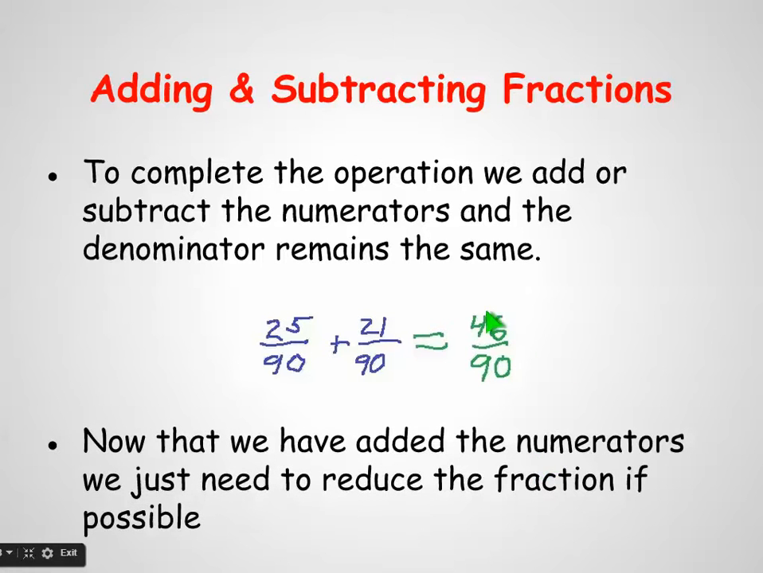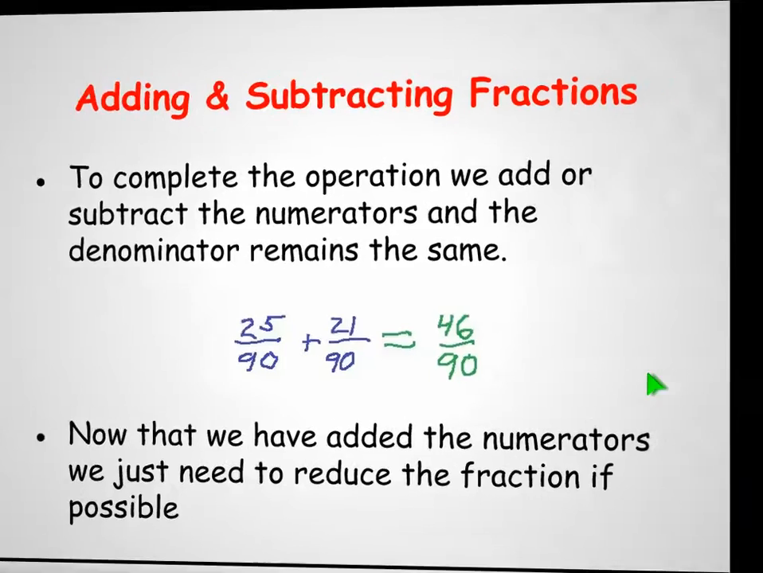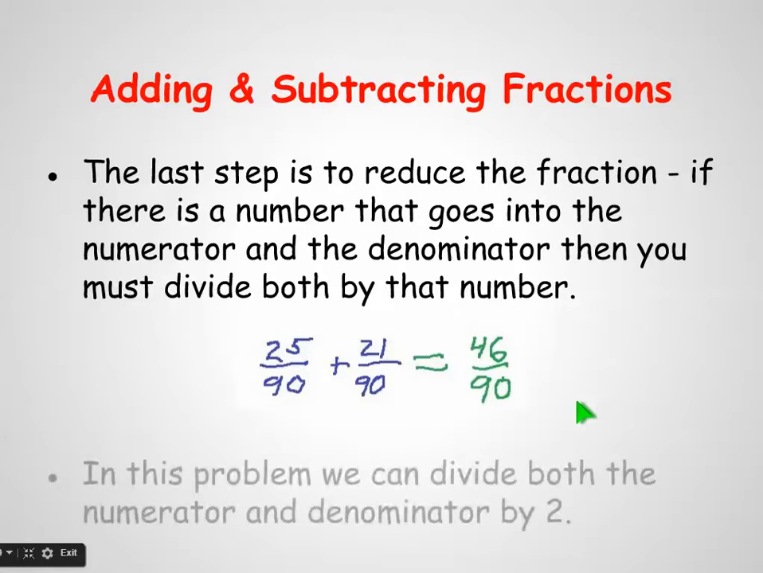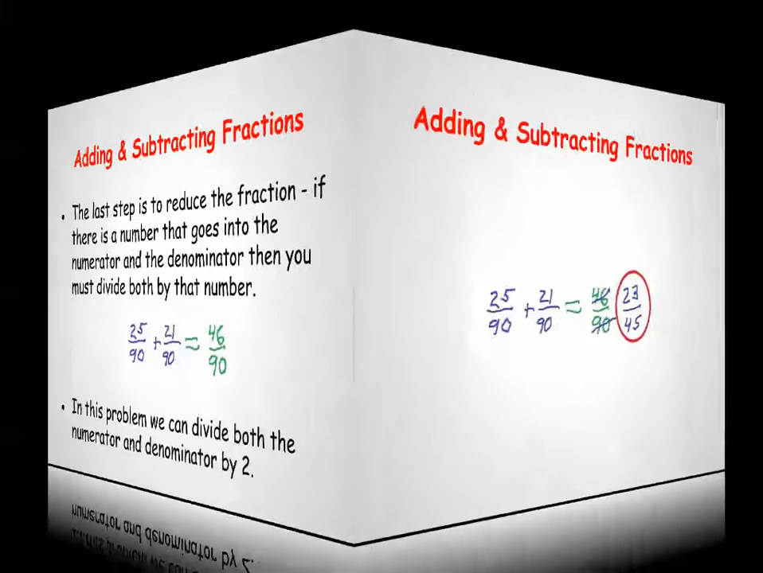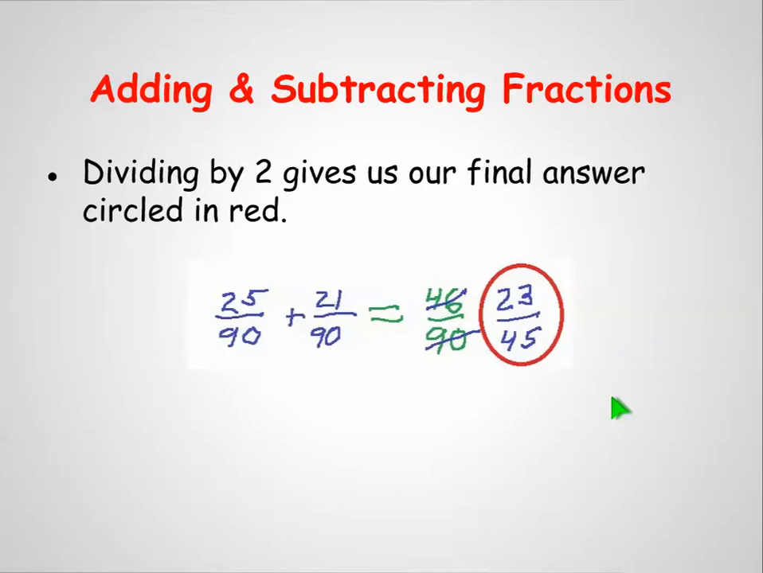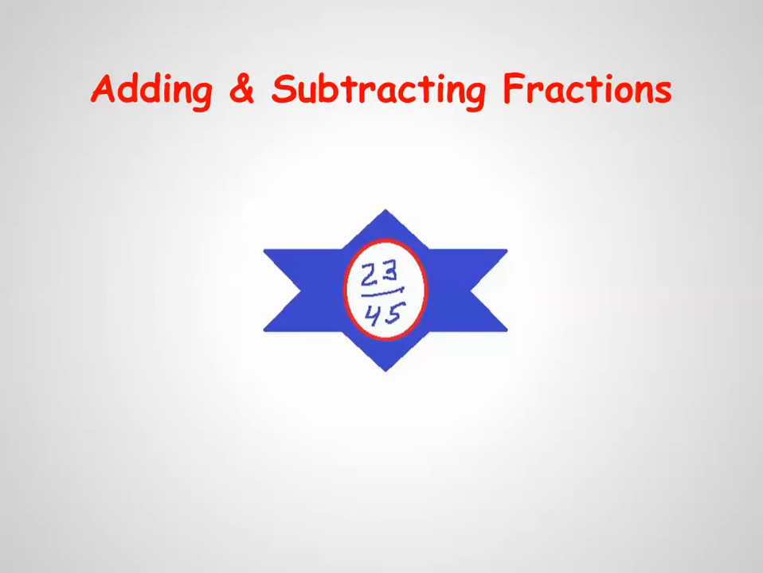Now, if I can reduce this fraction, I do so. Is there a number that goes into both of these evenly? Can I divide 46 and 90 by some number? Yes, I can. I can divide them by 2. And so I do that. 46 divided by 2 is 23. 90 divided by 2 is 45. I've got my answer: 23/45, and we are done.